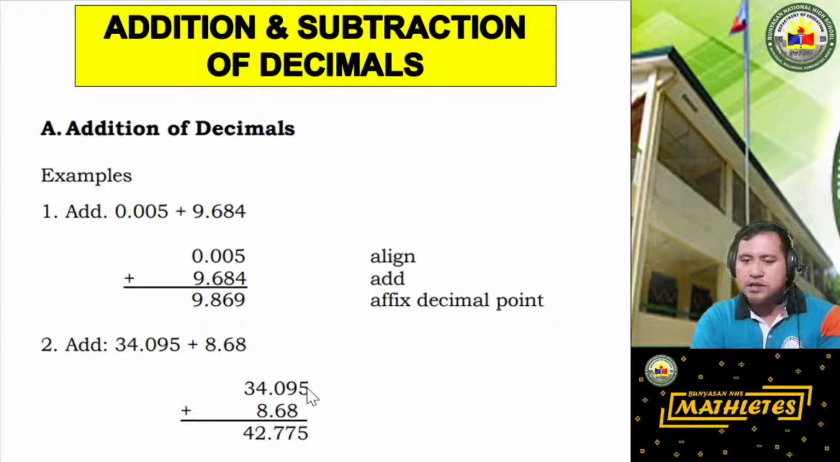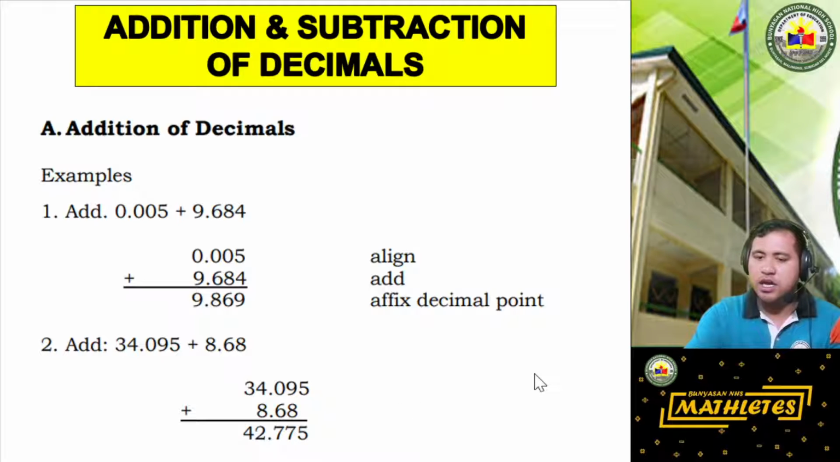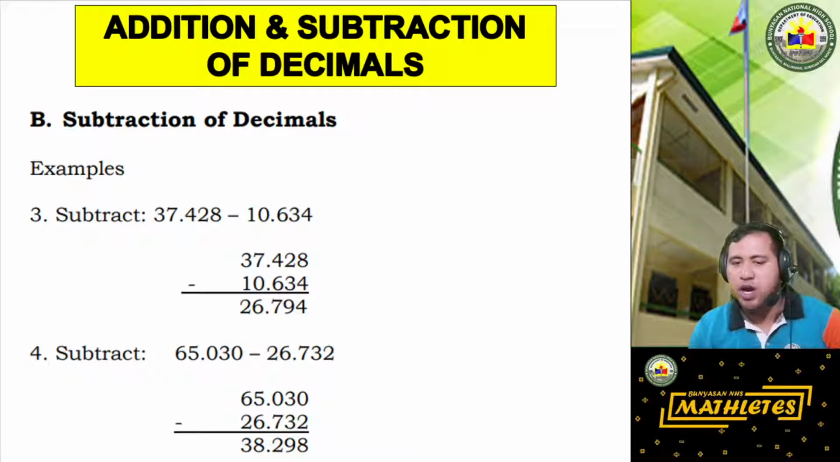So add: 5 plus 0 is 5. 9 plus 8 is 17, carry 1. Then 1 plus 6 is 7. Then 4 plus 8 is 12, carry 1. Then 1 plus 3 is 4. So the decimal point comes after 42, because of the alignment. Okay.